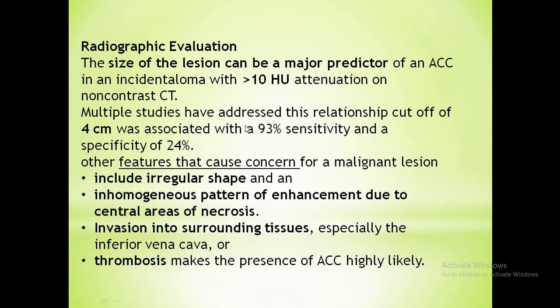Other features that cause concern for a malignant lesion are irregular shape, inhomogeneous pattern, invasion into surrounding tissues, and thrombosis. So irregular shape, inhomogeneous pattern, invasion and thrombosis. So it's 3 I's and T, like I-I-I-T. You could remember that's irregularity, inhomogeneous, invasion, and thrombosis.